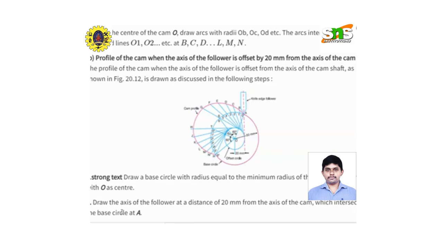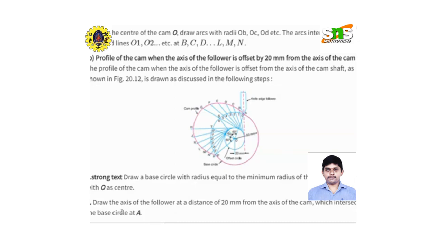So the meaning of the offset is that the follower axis and the cam axis don't lie in the same line. Instead, it is deviated by a certain distance. So that is what is clearly mentioned here. Okay, so with respect to the cam axis we need to make a 20 mm distance from the cam axis.